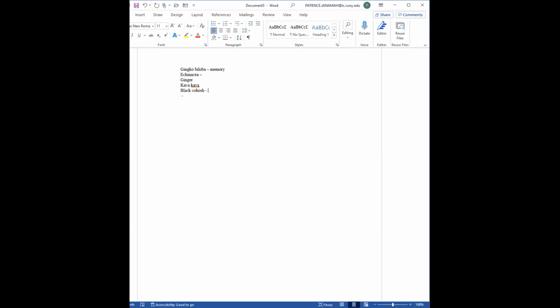It's contraindicated. The last one is saw palmetto. Saw palmetto is used for prostate problems. That's for men.